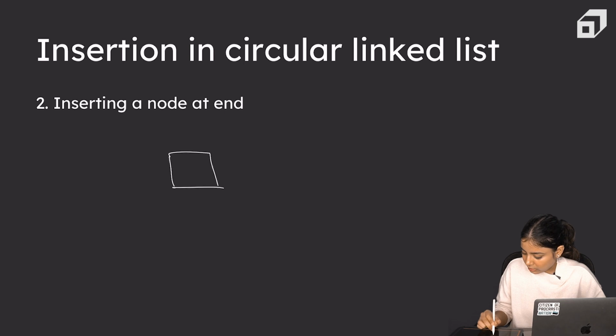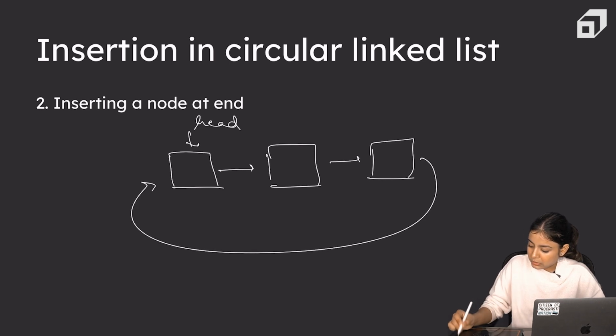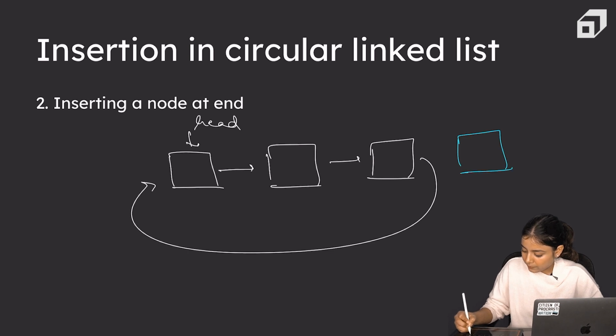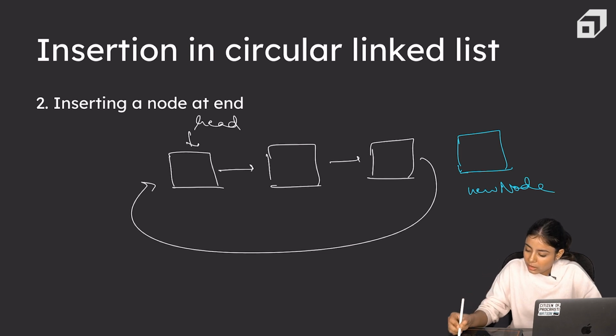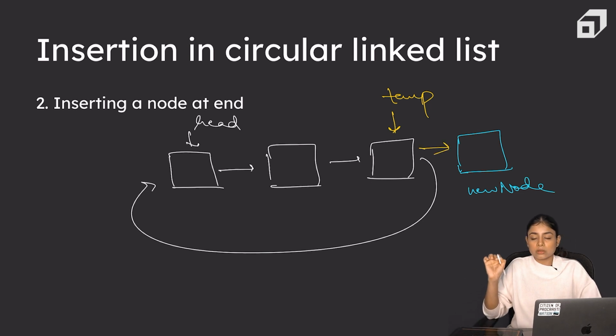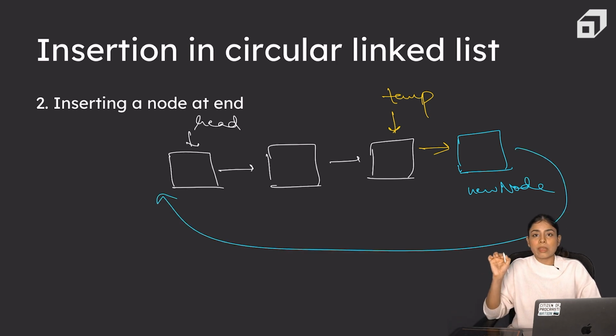So here again, if we have a circular linked list where the last node is pointing to the head node, first of all, to insert, we'll create a new node, right? And we'll have to get access to the last node of my list so that I can insert the new node after it. So we'll create a temp pointer and use it to traverse to the last node. In temp's next, we'll put the new node, right? So this link will get removed. In my new node's next, I'll put the head.